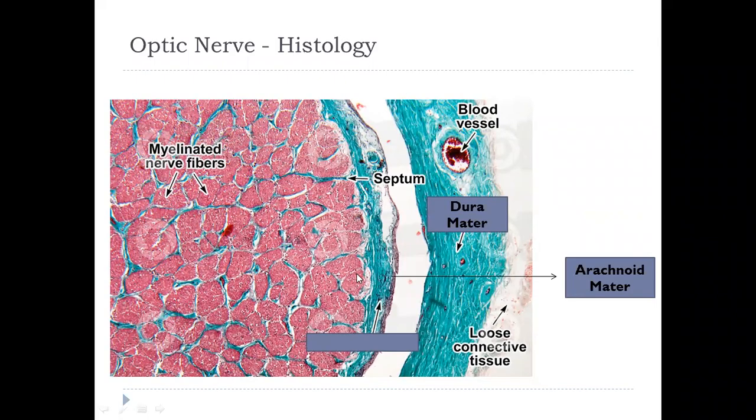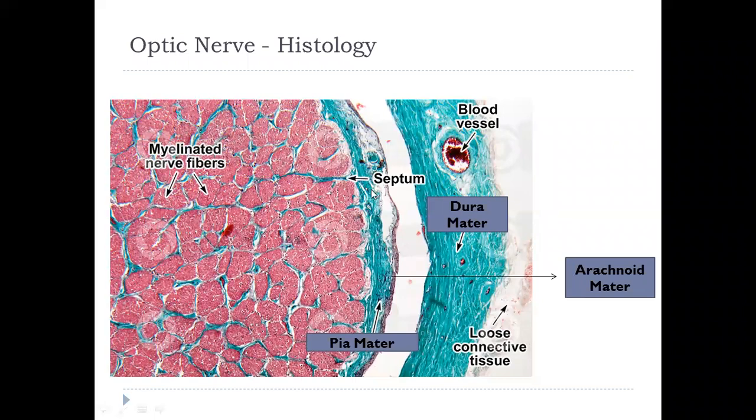Good. So now you all know clearly in your mind, just like the brain has the three meninges covering it, since the optic nerve is embryologically a prolongation of the brain, the optic nerve also has these three coverings: dura, arachnoid, and pia. So these are the coverings of the optic nerve, whereas the substance of the optic nerve is composed of myelinated nerve fibers.